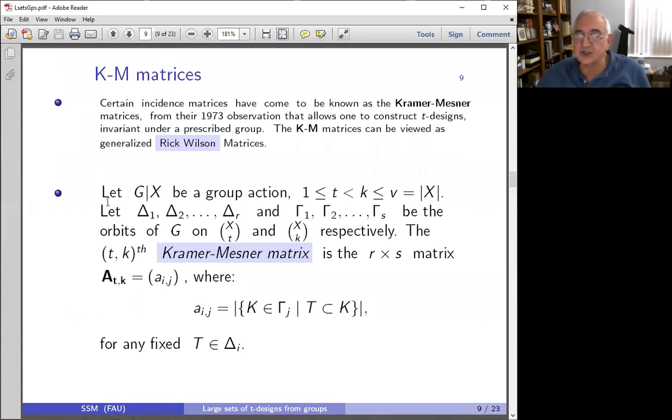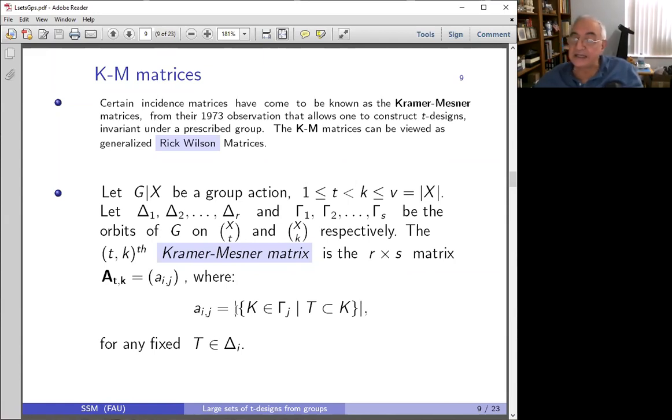Now, let's define the Kramer-Mesner matrix. Suppose that G acting on X is a group action. Suppose that 1 is less than or equal to t, less than k, and less than v, which is the size of X. And let delta 1 through delta R be the orbits on X choose t, and gamma 1 through gamma S be the orbits on X choose k, respectively. Then the t-k Kramer-Mesner matrix is the R by S matrix, A sub tk, defined as follows.